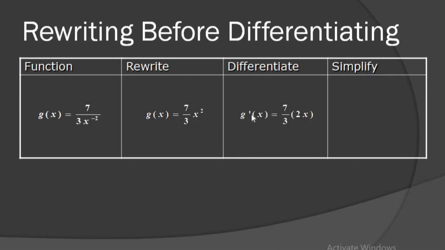We get g dash x is equal to 7 by 3, which is the constant, times the derivative of x square, which is 2x. We get the answer 14 by 3x.